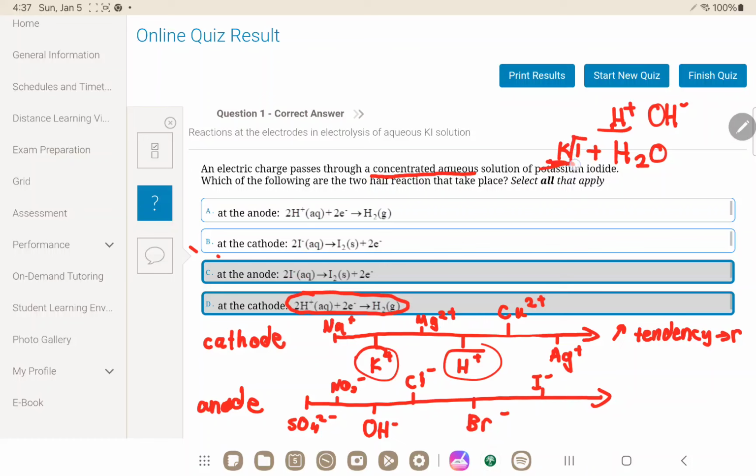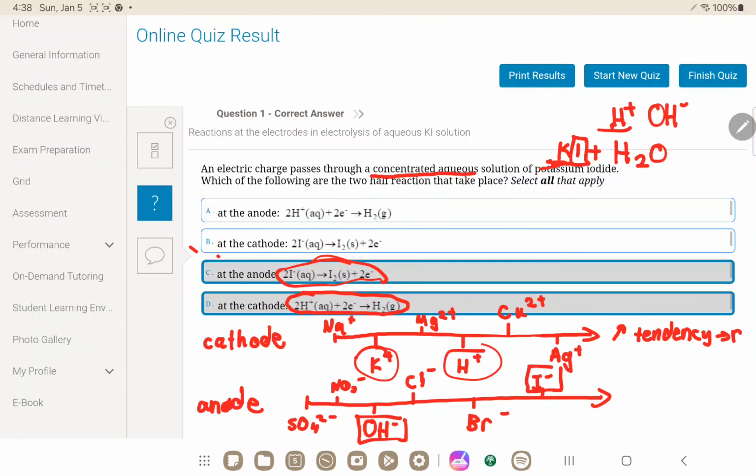Now for the I-, since it's a concentrated solution, I- has a possibility of being discharged or displaced. So if it's I- or OH-, here we can tell that I- has a higher tendency than OH-. So since it's concentrated, at the anode you're going to find 2I- turning into I2 and 2 electrons.